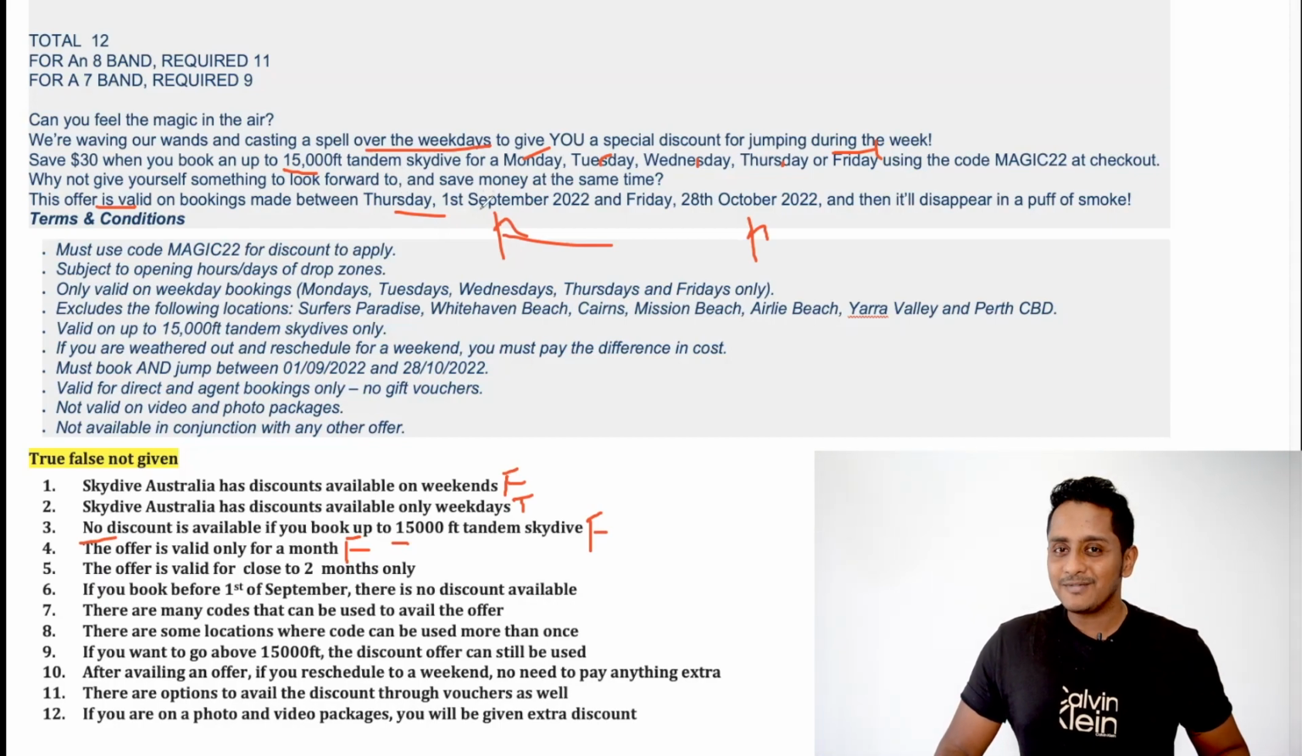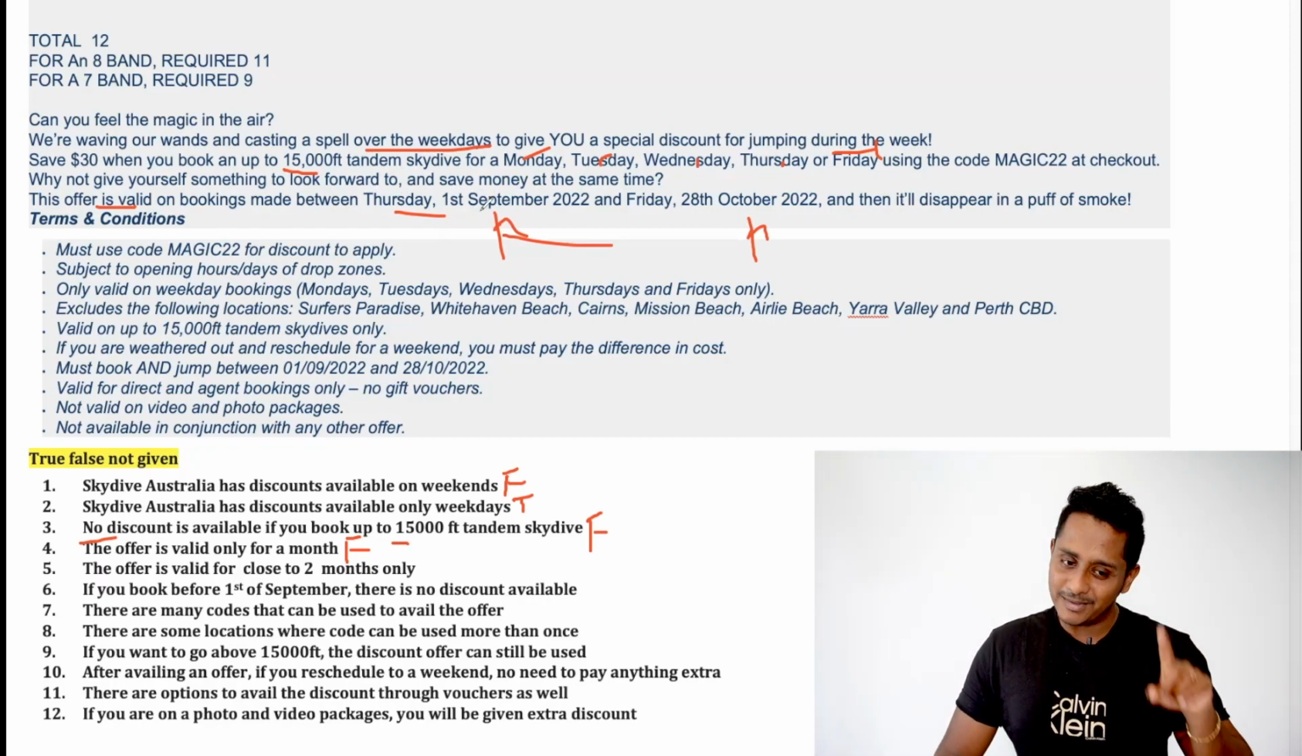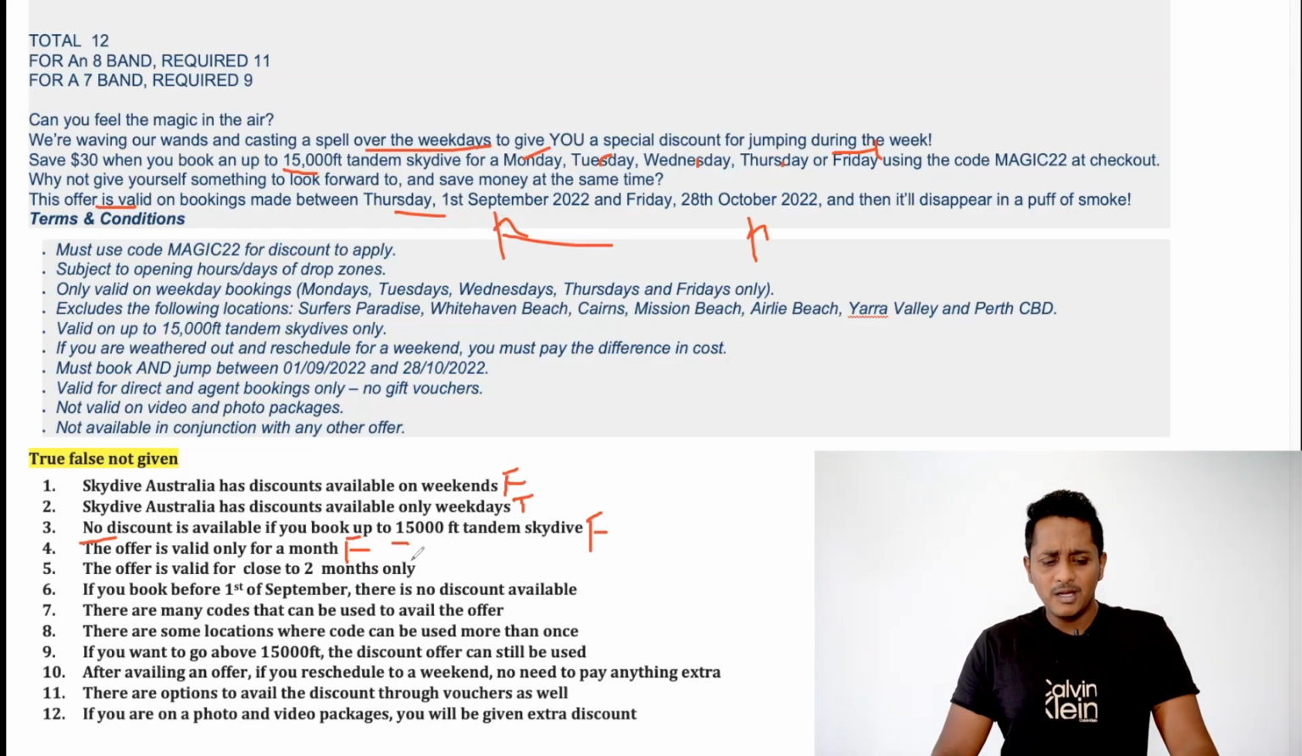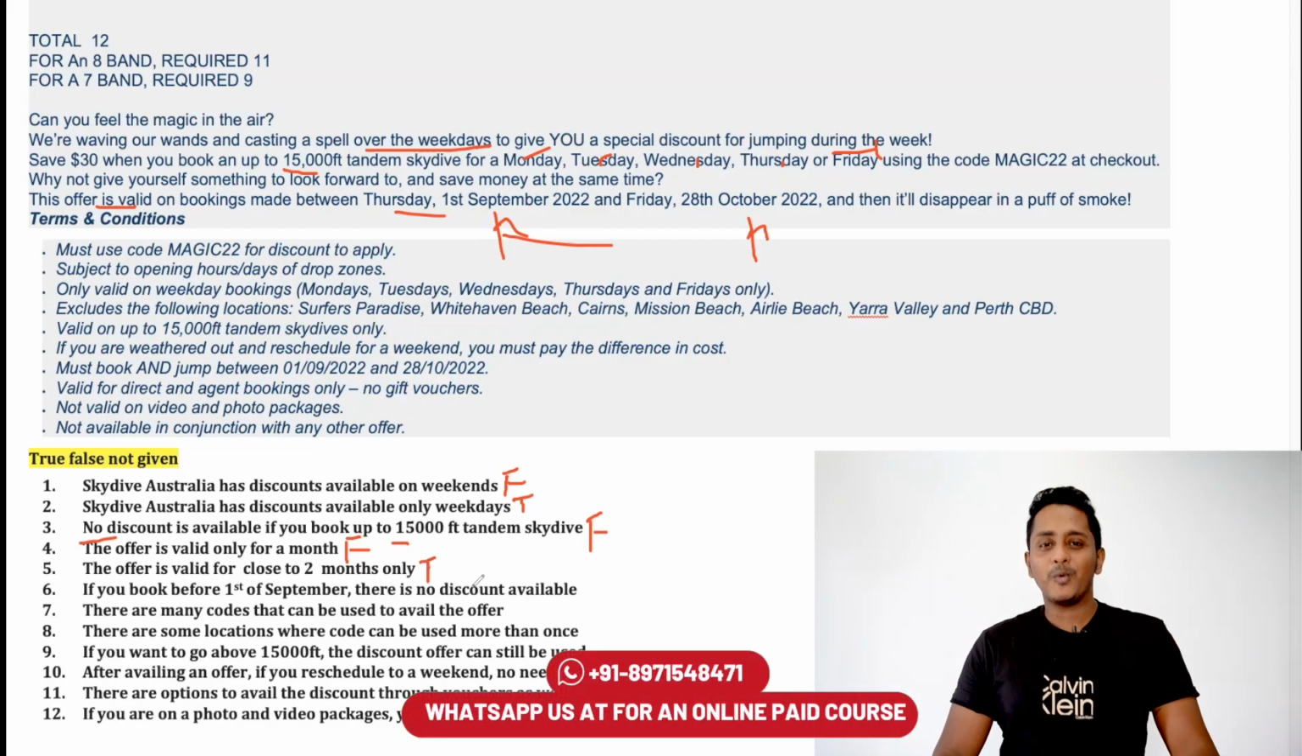This is 2 months, right? From September 1st to September end, 1 month. October 1st to October 28th. It's close to 2 months, 58, 59 days. So this is going to be true.